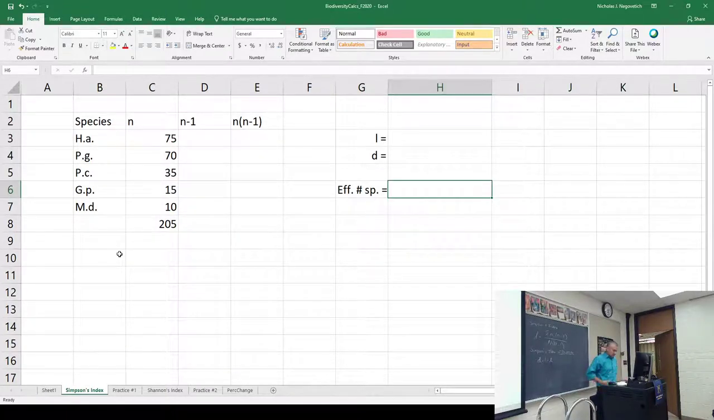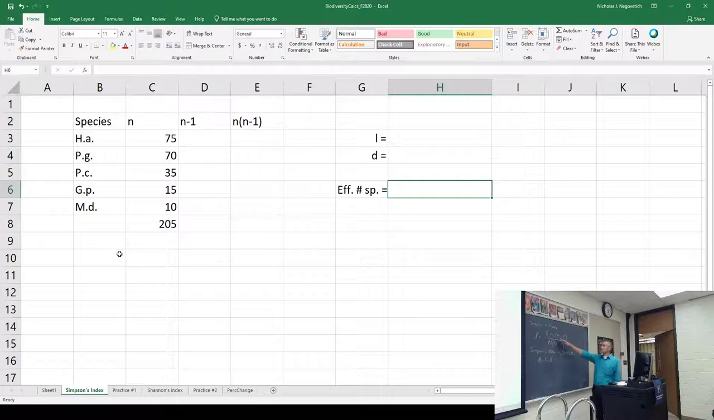So here's our example table. We're going to use snails. I didn't write them out, but we have Helisoma anceps, Physa gyrina, Pseudosuccinia columella, Gyrolus parvus, and Menetus dilatus. So I've got number of individuals. Number of individuals is usually N, all across the board. Even when we do population equations, N is our population size.